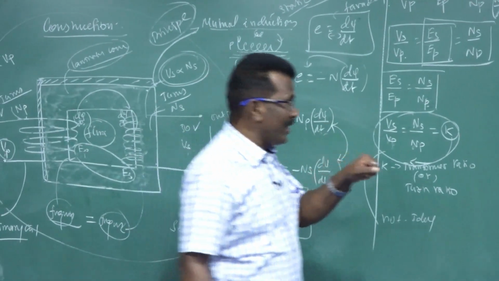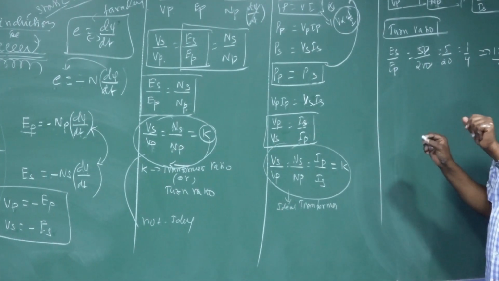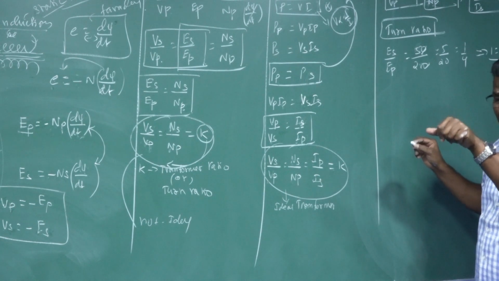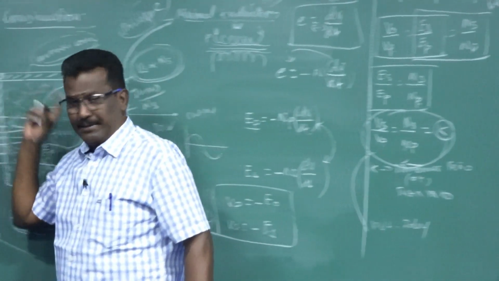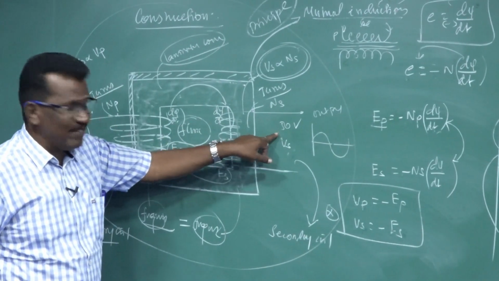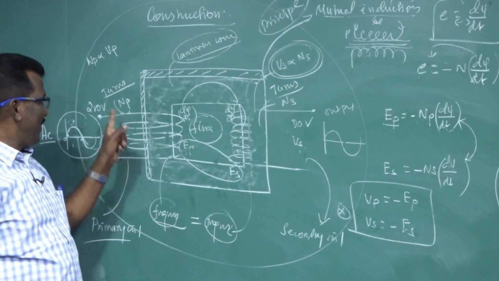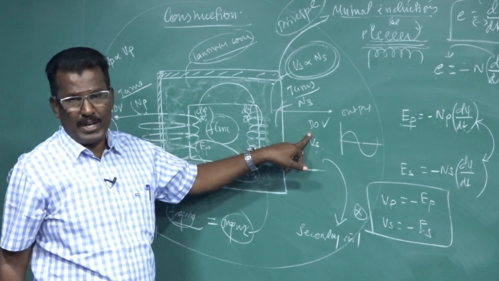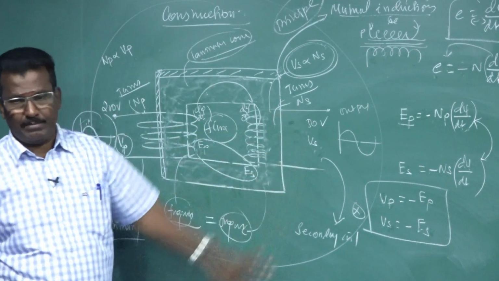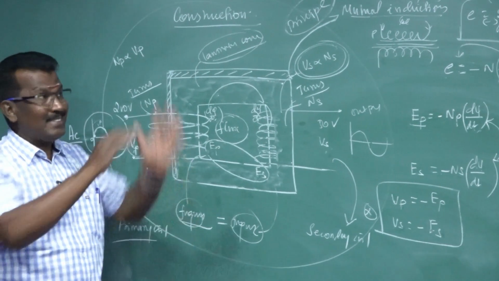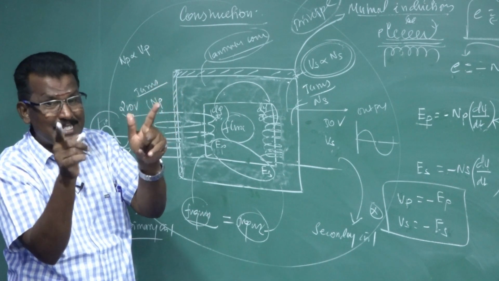With the turn ratio K, we can classify whether the given transformer is a step-up transformer or a step-down transformer. The voltage applied is 200, the voltage obtained is 50. So the voltage reduces from 200 volts to 50 volts. So definitely the type of transformer is a step-down transformer. Step-down means high voltage converts into low voltage.